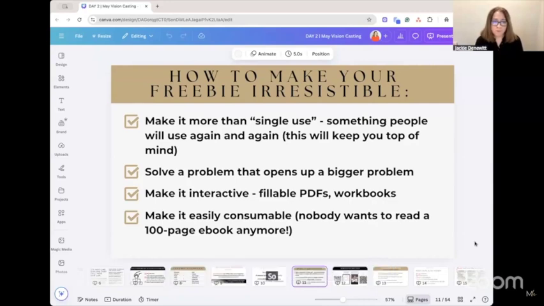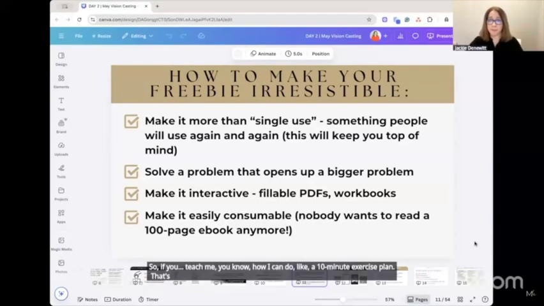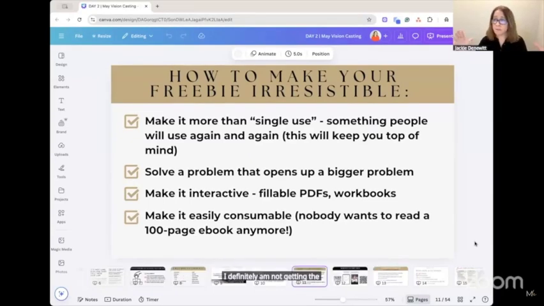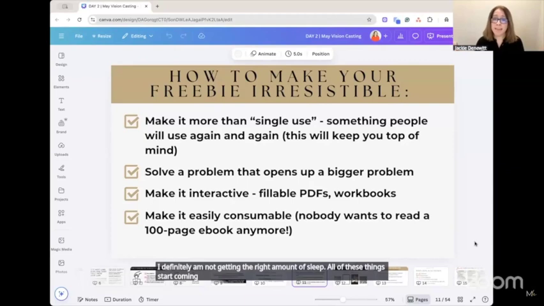So if you teach me how I can do a 10-minute exercise plan, that's great, but that definitely presents, now I need to eat right. What supplements should I take? I definitely am not getting the right amount of sleep. All of these things start coming up for me. And how we push the buttons on those pain points is through our email sequences.